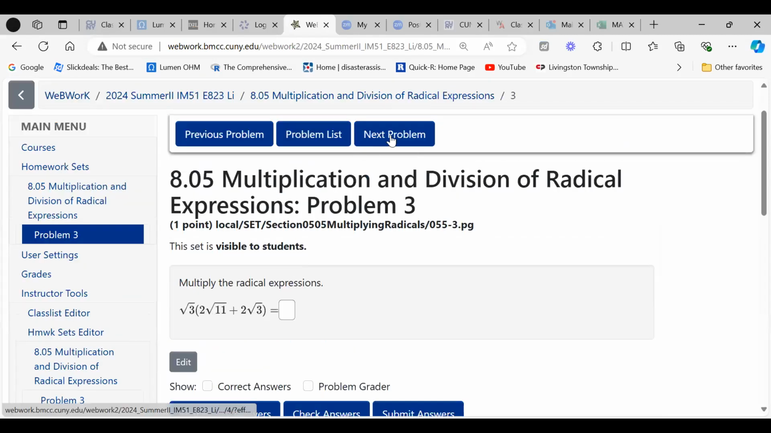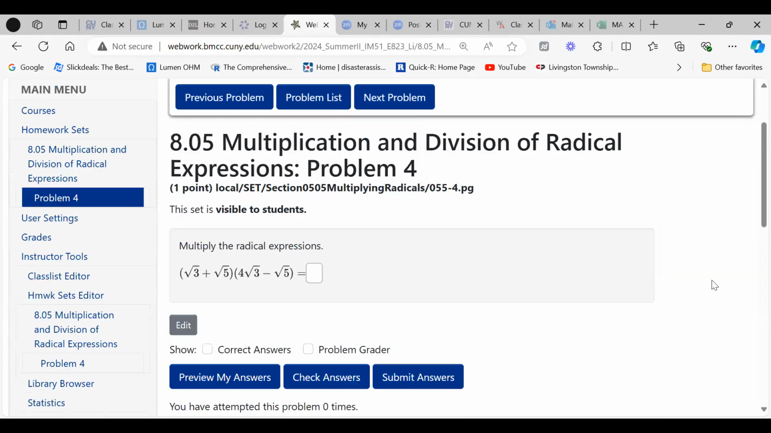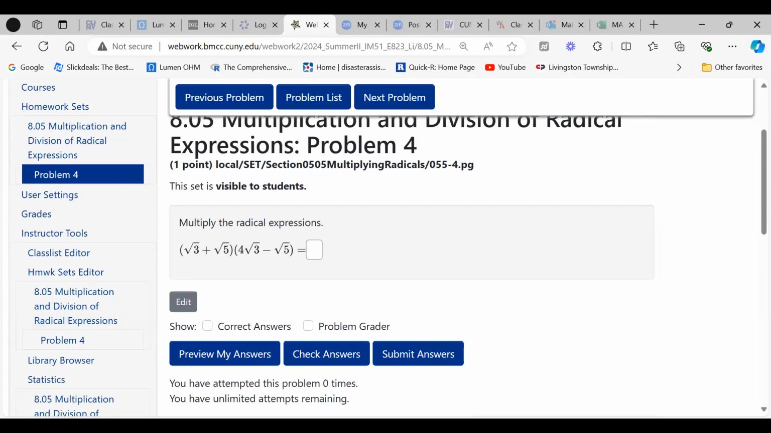Let's move on to the next problem. Yeah, we can skip this one. Let's move on to a little more challenging one. This one, we're going to FOIL this.